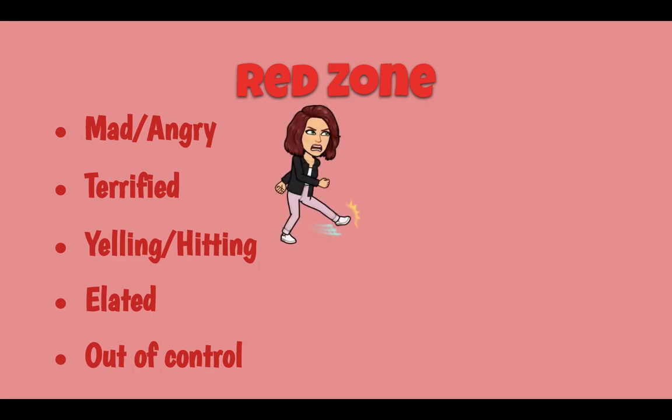yelling, hitting. So at this point now you're raising your voice and you're getting a little physical. Elated: you're way, way super duper excited. And then out of control. So you just completely lost control and you're just reacting. You're not really thinking. And so we'll see examples of that: mad and angry.